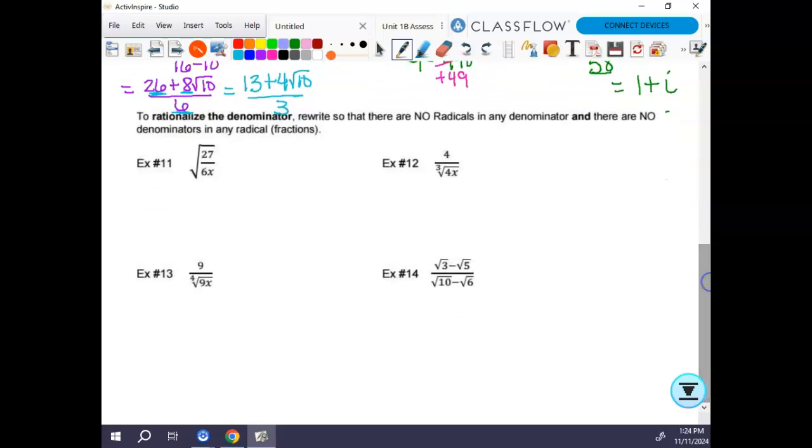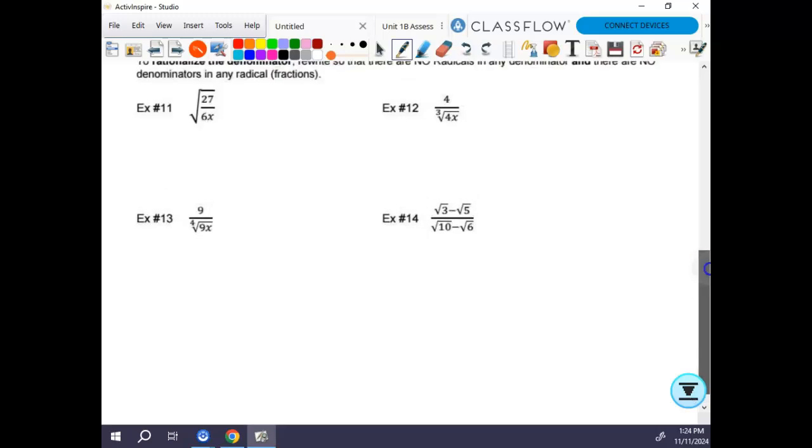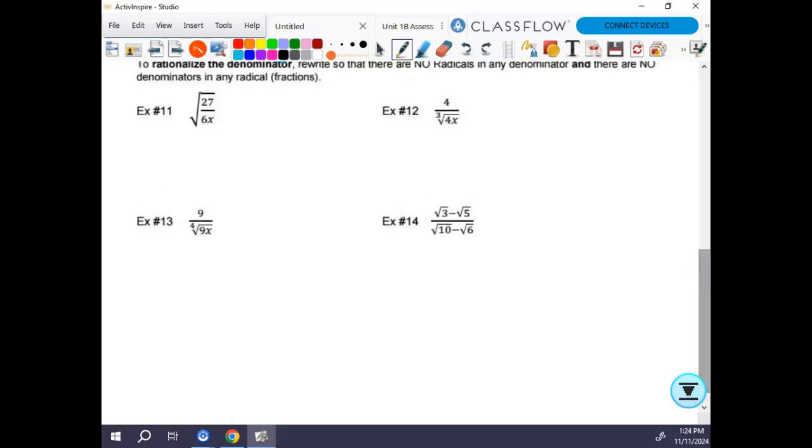All right, so let's look at example 11. Can I reduce that first? What can I reduce both of these numbers by? 3. Okay, so then this becomes the square root of 9 over the square root of 2x, because I divided them both by 3. Do we agree with that? All right. What is the square root of 9? 3. So this is just 3 over the square root of 2x.